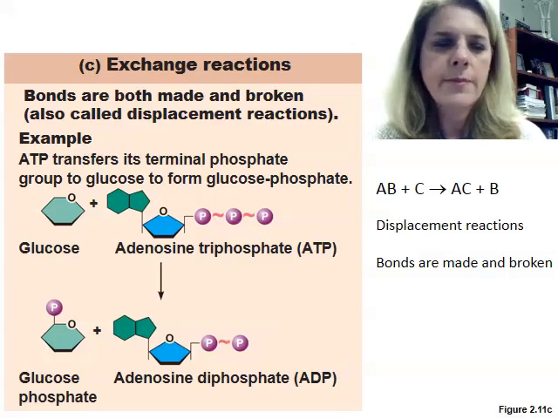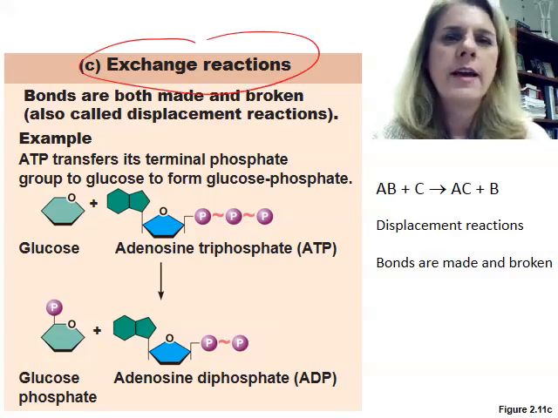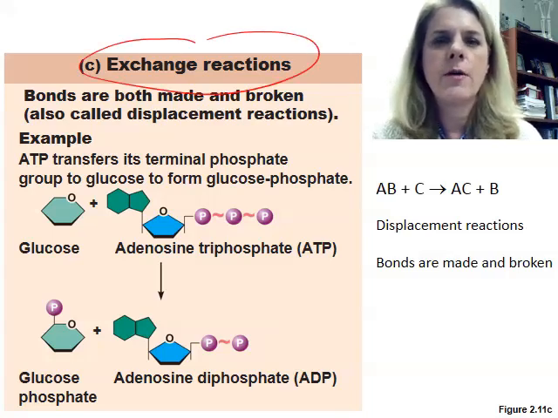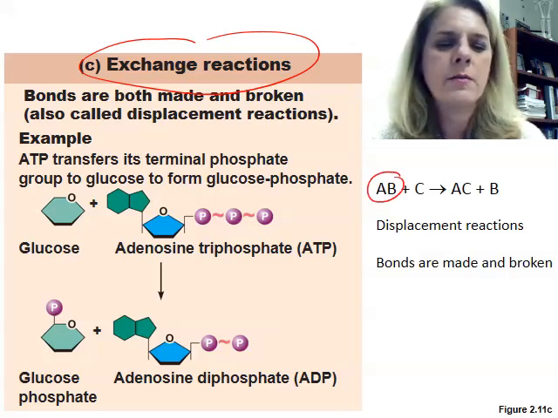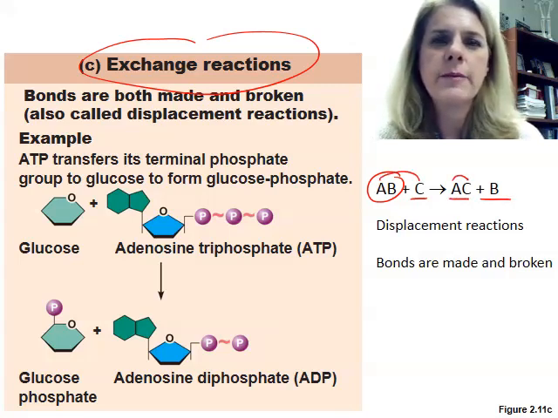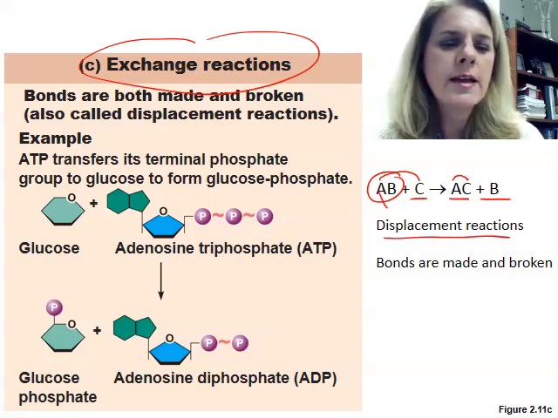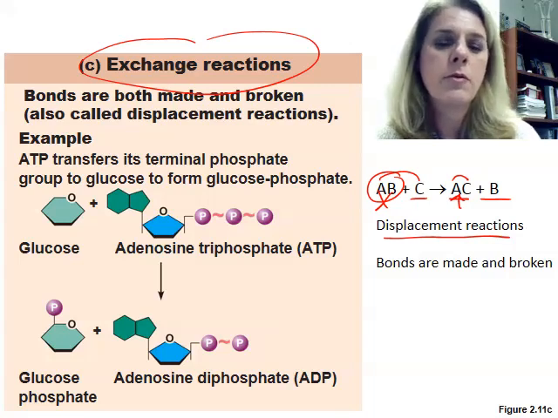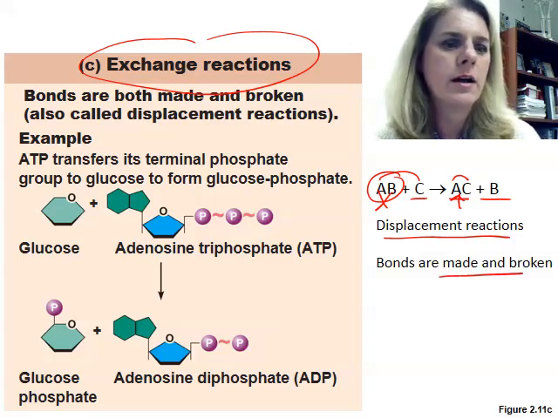The third type is an exchange reaction. That's where you take two things and kind of rearrange them. So, for example, AB plus C, you rearrange, put the A and the C together, now you have AC plus B. This is called a displacement reaction. So you're actually breaking that bond but making that bond. Okay, so you're both making and breaking bonds.